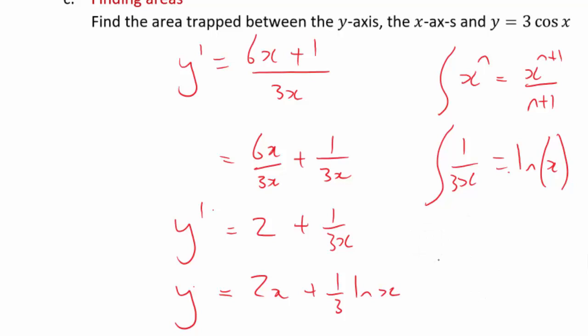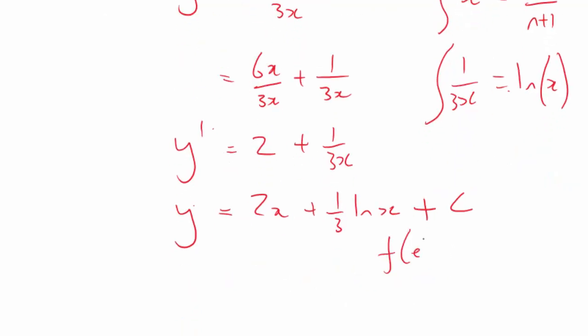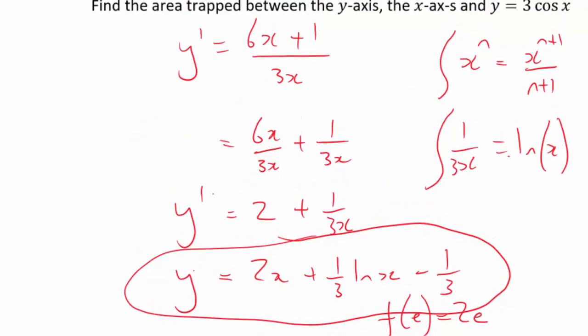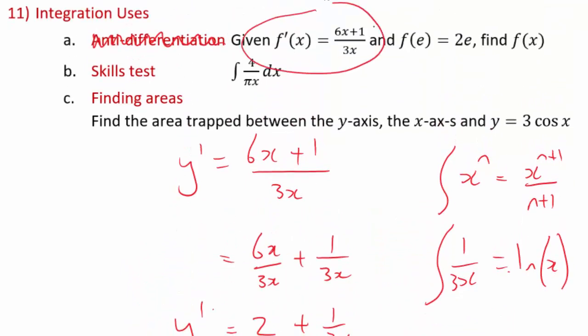Okay, now this is a moment where it tells us that, I remember the plus c, and it tells us that f of e is equal to 2e. So I'm going to put e into the x value and 2e into the y value. So that is 2e plus a third of ln e plus c. ln e is the logarithm base e of e, so that is 1. The 2e's cancel and I get c equals minus a third. And so I can write the answer out as that. That is the original y that when I differentiate it, I get this, and I also know it goes through that. Okay.